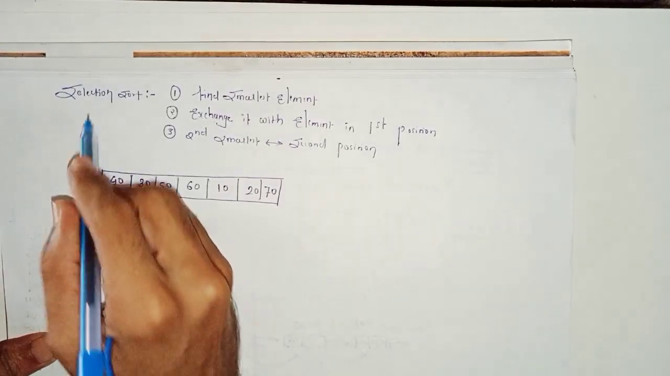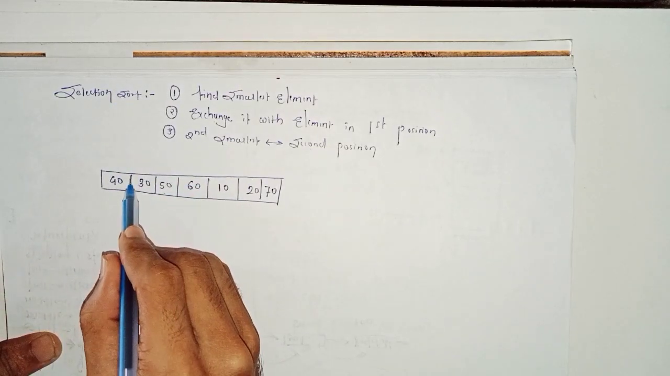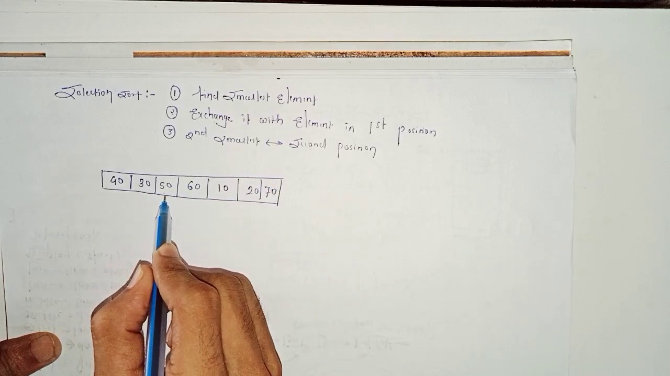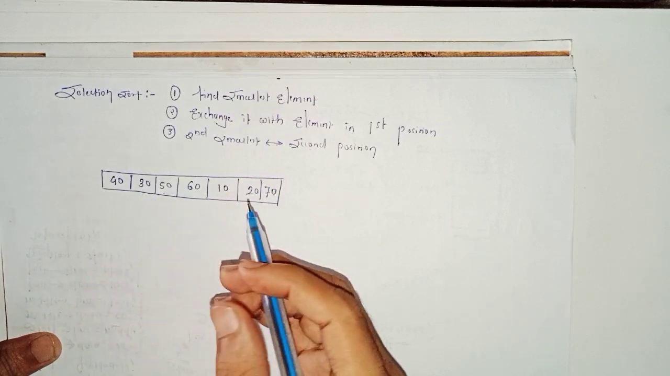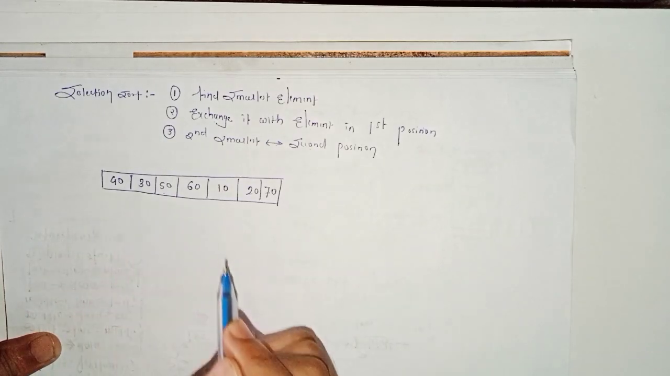In this video, I will cover the selection sort algorithm. Alright, so the selection sort algorithm is going to be applied on an array. In this array, you can see the elements are arranged in a random format. So we need to arrange them in non-decreasing order.